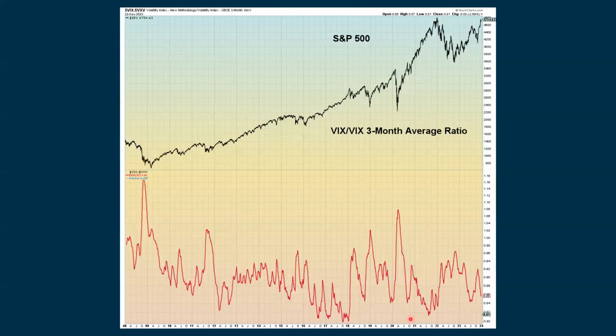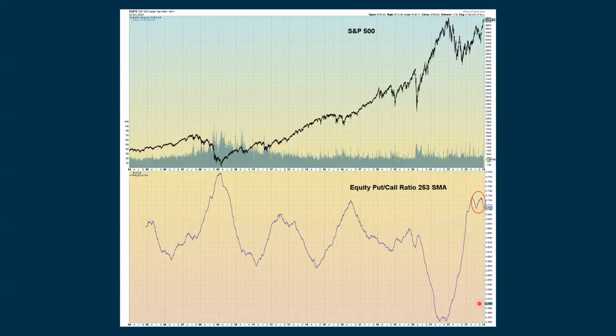We also look at the VIX and then take a 3-month average of the VIX. When this is going down, that's more positive for stocks. And then we look at a long-term version of the equity put call ratio. And when this is going down, that tends to also be positive for stocks.